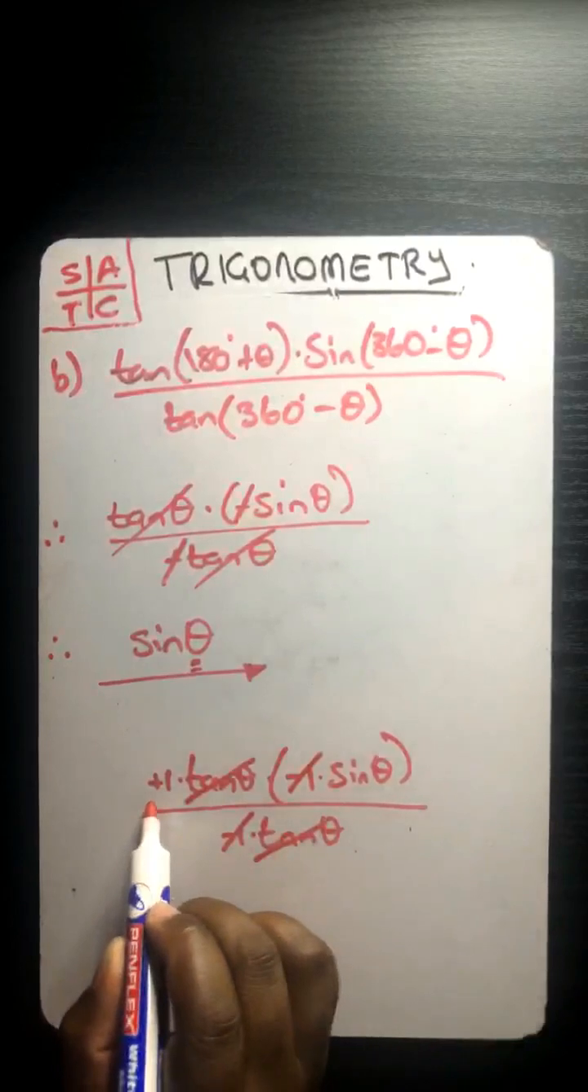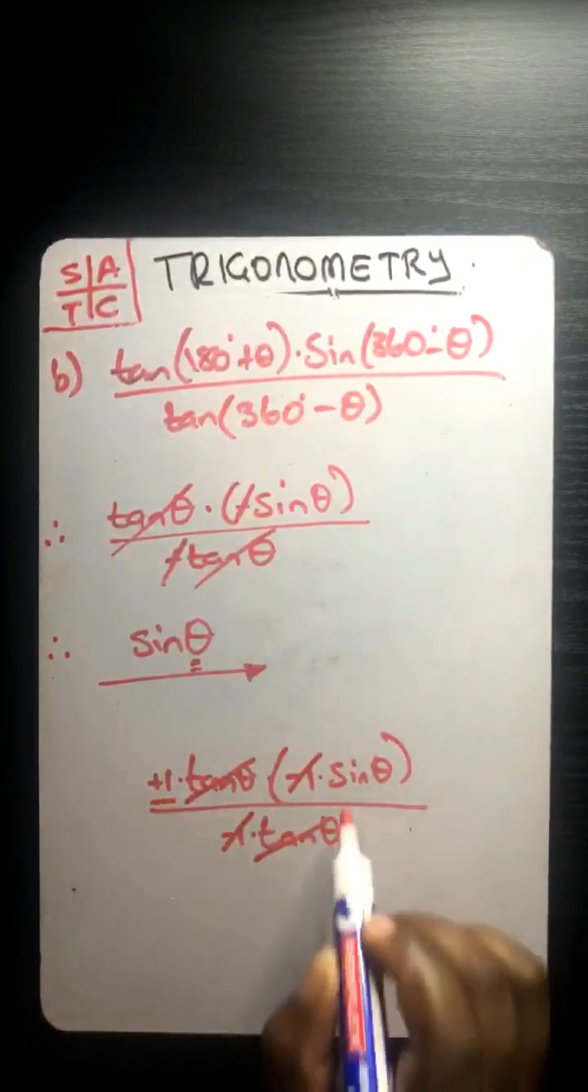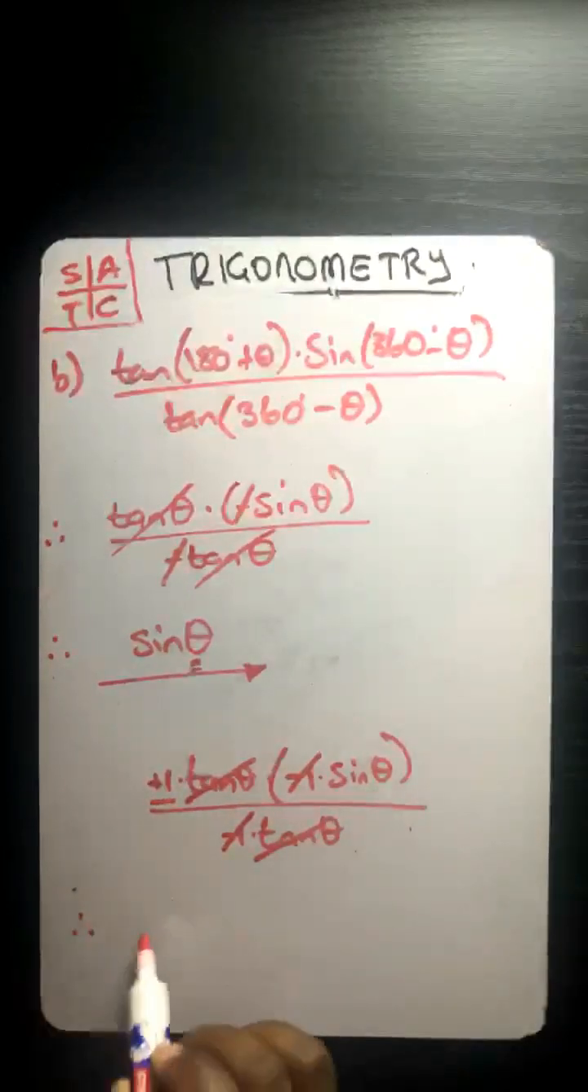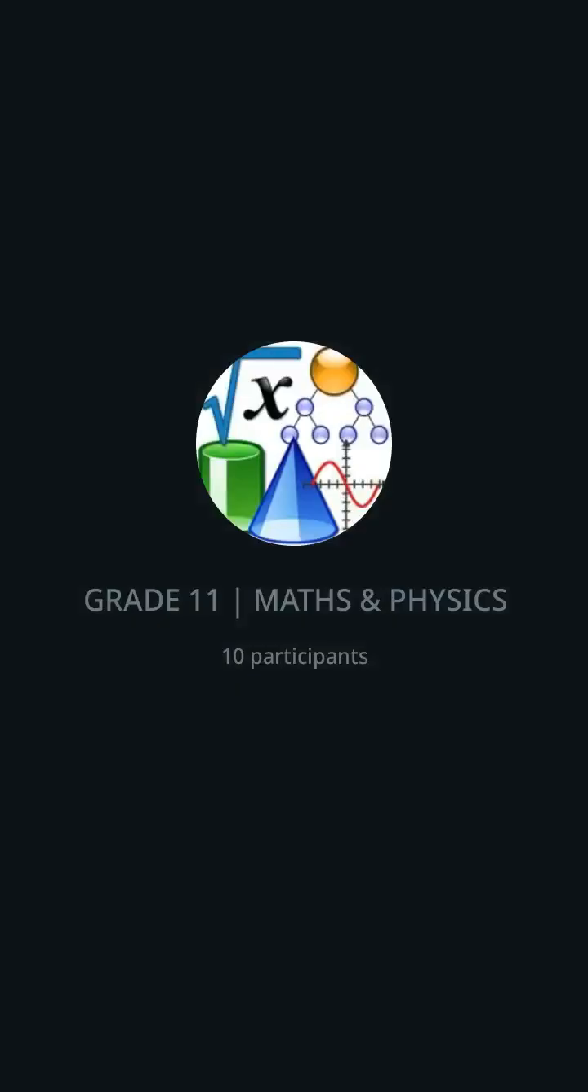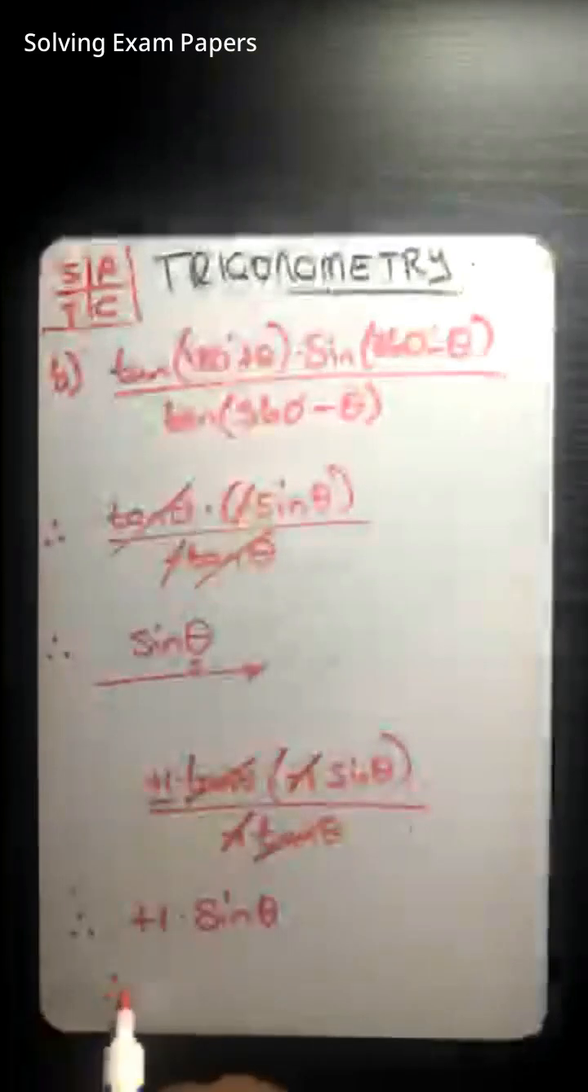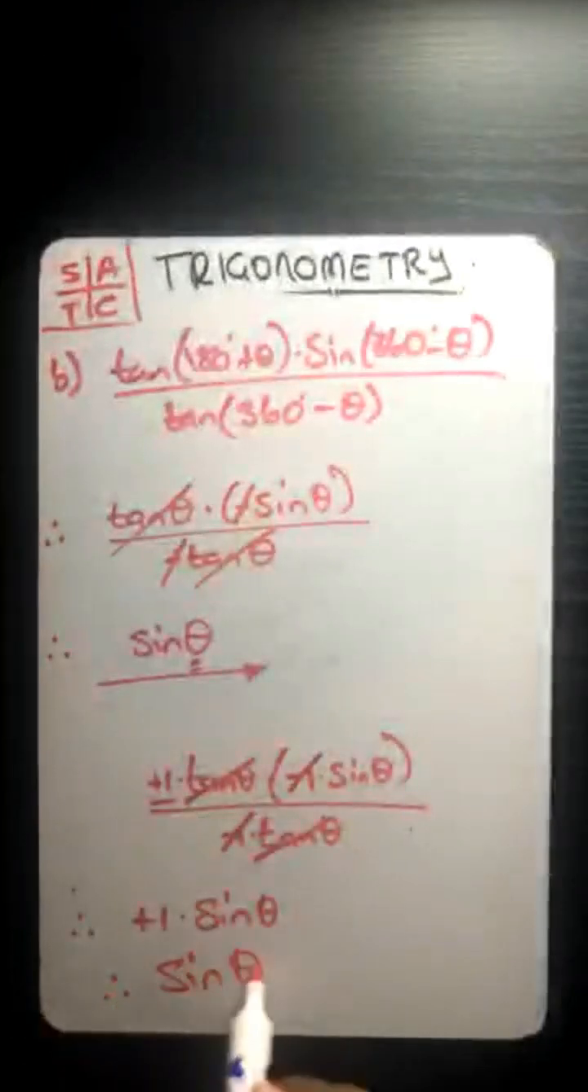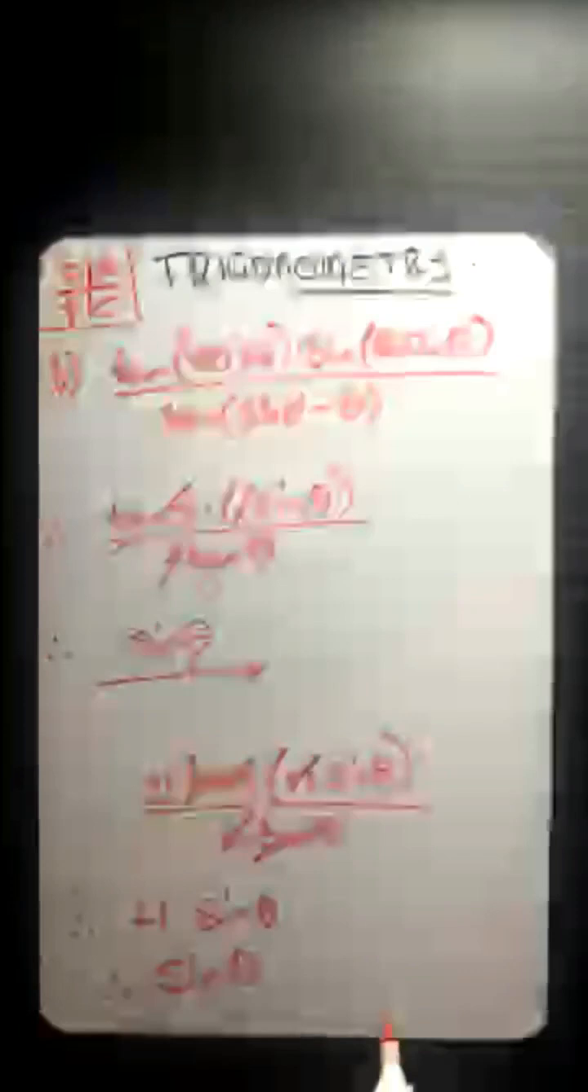So you are remaining with positive invisible 1 and sine. That is why finally you have that positive invisible 1 multiplying that sine angle, which is the same as just sine angle. Does it now make sense?